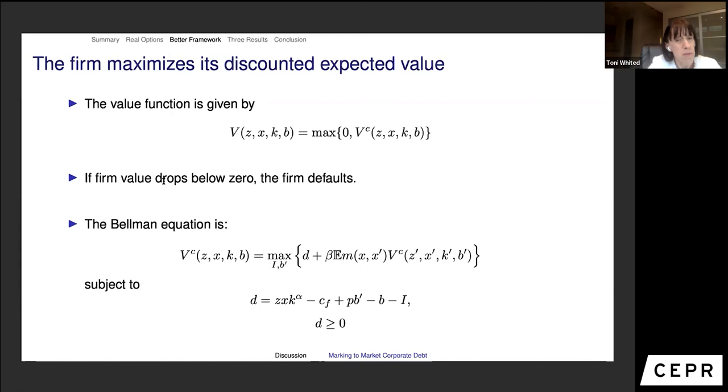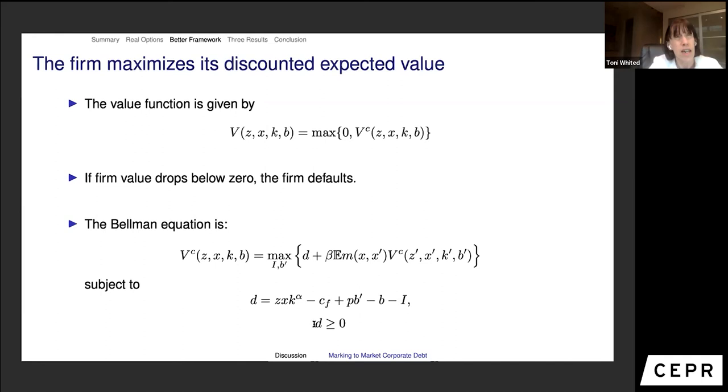And so the Bellman equation is just the value as a function of the idiosyncratic shock, the aggregate shock, capital, and book debt, and they get to choose investment and tomorrow's debt. And then D is the distributions. That's the discounted continuation value where we're discounting using the pricing kernel, subject to what dividends are. They're profits, pay the fixed cost, you raise money with new debt, which is priced fairly at a price P, which I'll get to, minus B, which is old debt. You have to prepay your old debt every period, minus investment, and dividends have to be positive.